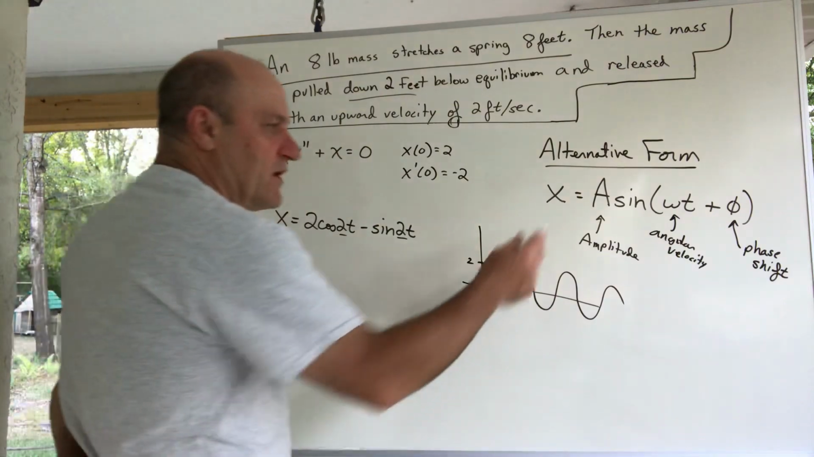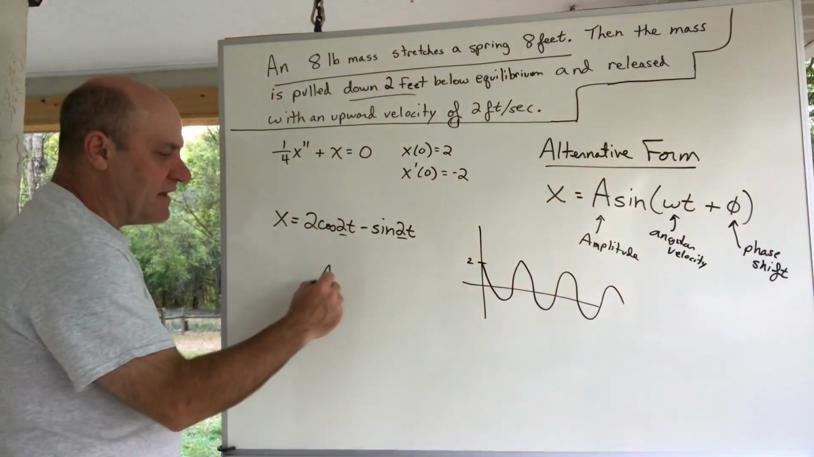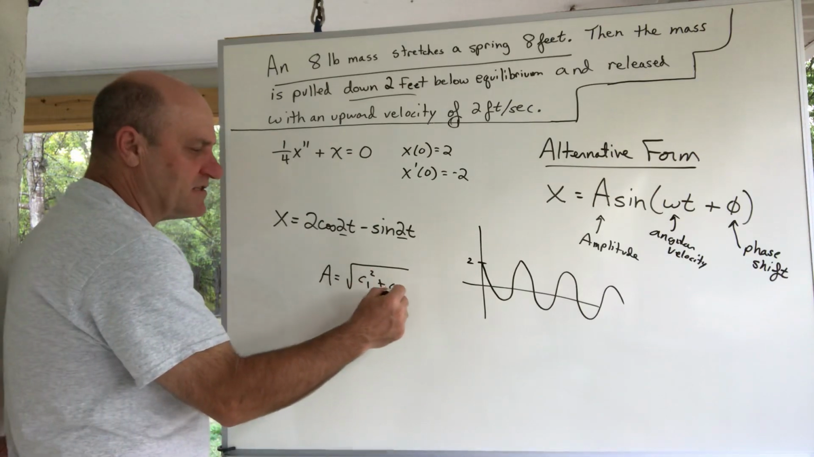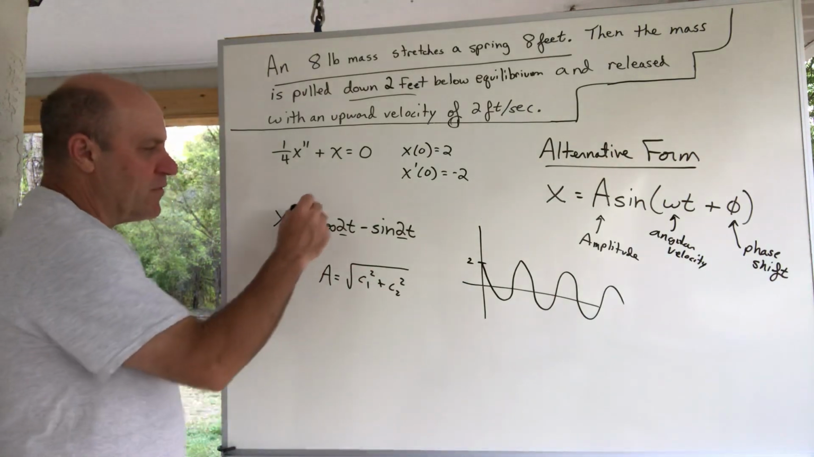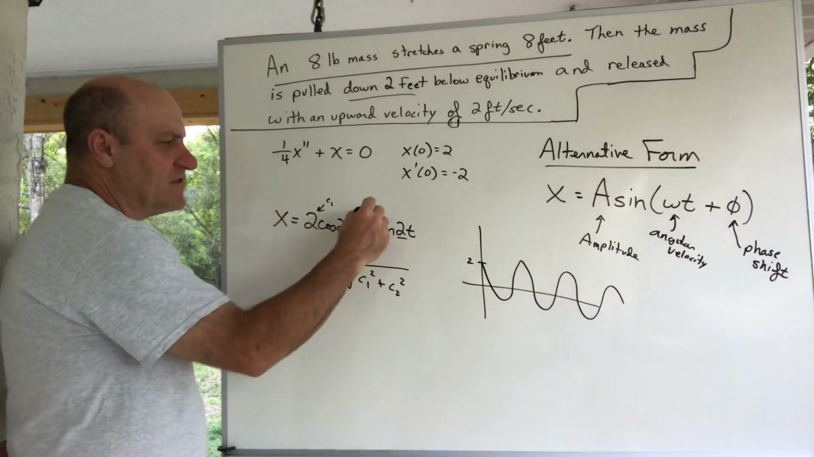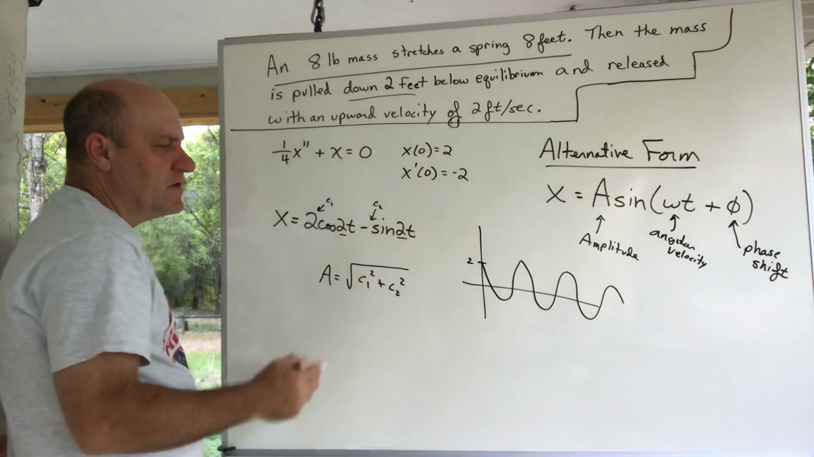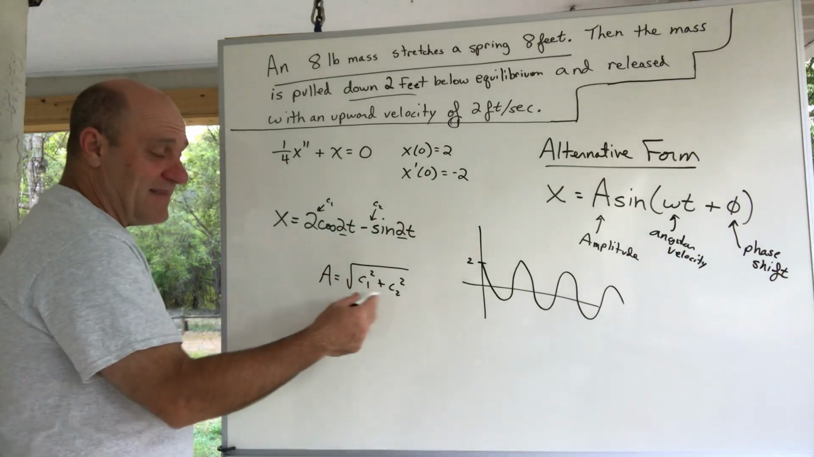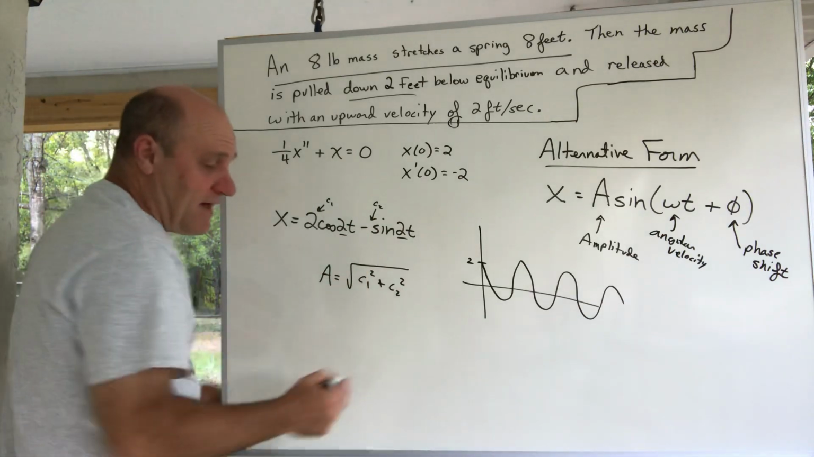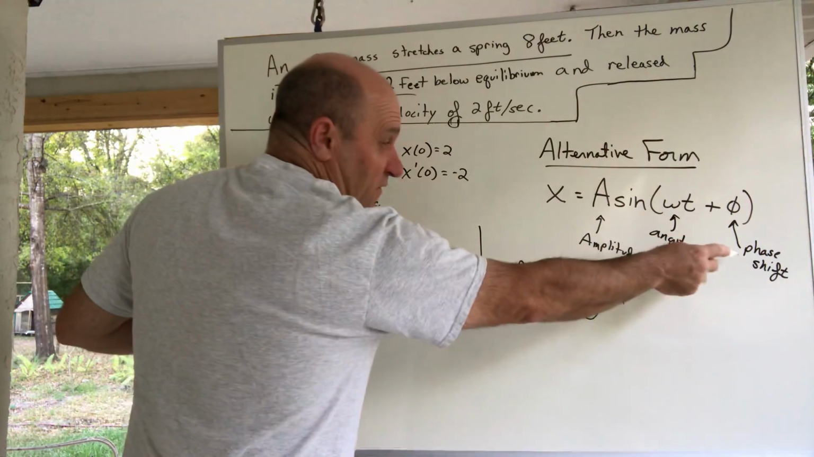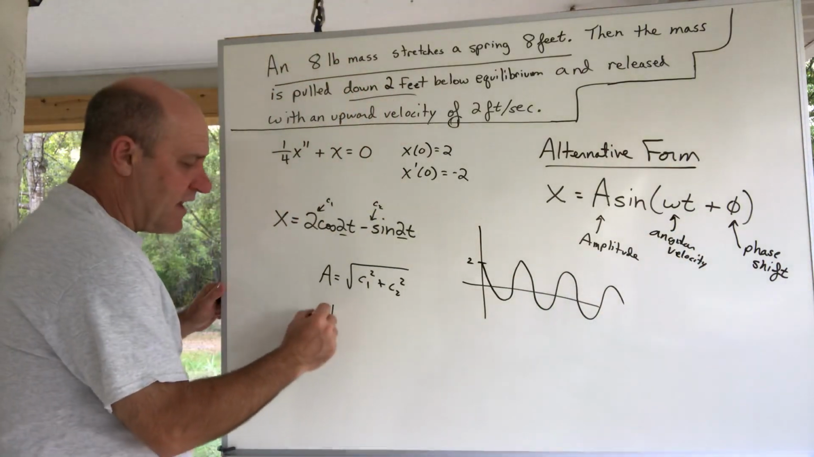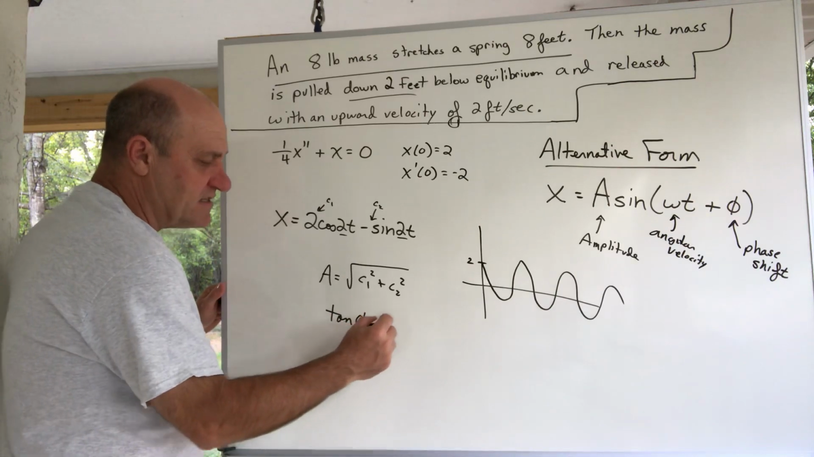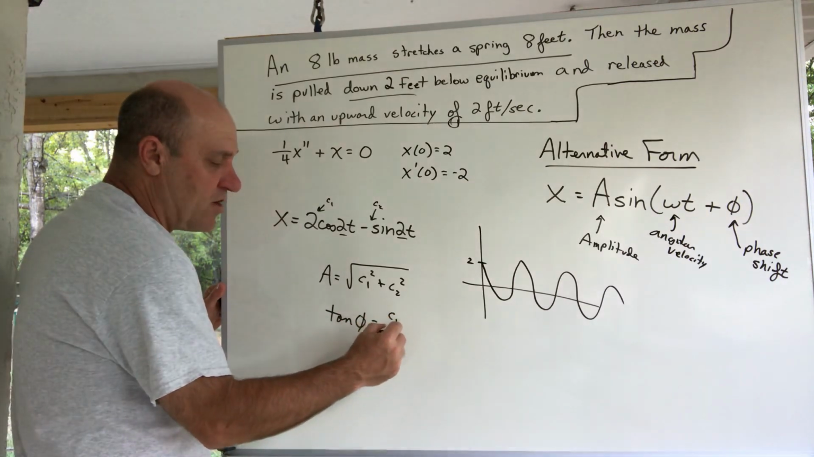Well, we can calculate A with this. A is the square root of C1 squared plus C2 squared. If you remember, this was C1 and this coefficient was C2. So C1 was 2, C2 was negative 1. And the phase angle, or phase shift, phi, we can calculate with this formula. The tangent of phi is C1 over C2.